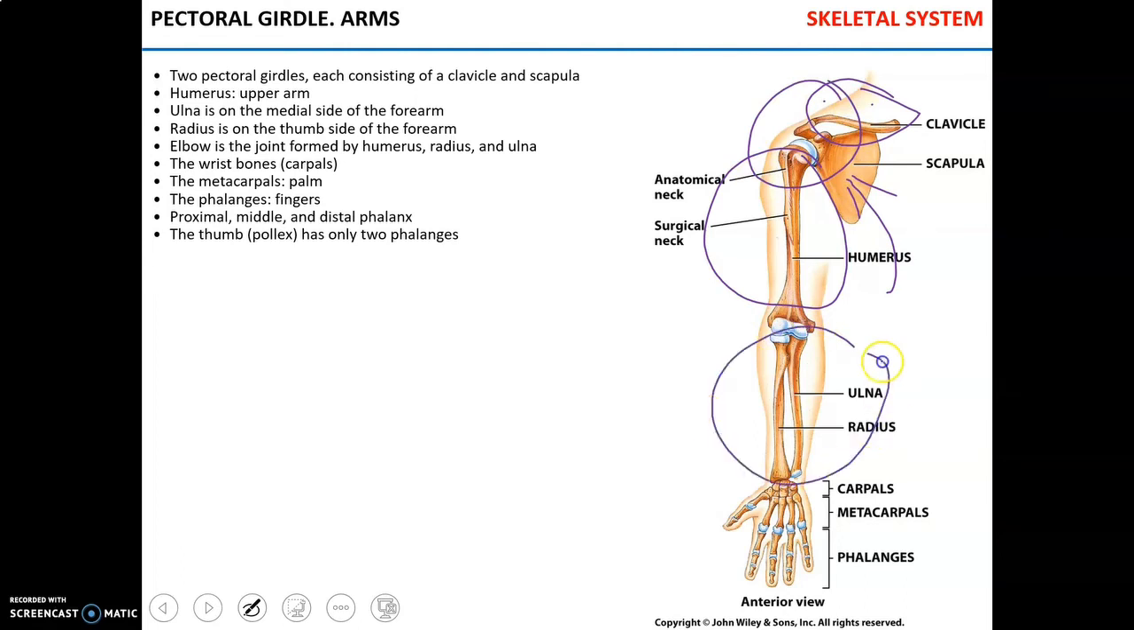Bones of the forearm are medial ulna and lateral radius, which on one end articulate with humerus forming elbow joint, and on another end articulate with the carpals, wrist bones, forming a wrist joint. Carpals articulate with metacarpals, 5 metacarpals, from 1, which is thumb, to 5th, which is pinky. They form a palm. And finally, 14 phalanges form fingers. Thumb has only 2 phalanges, while other digits have proximal, middle, and distal phalanges.